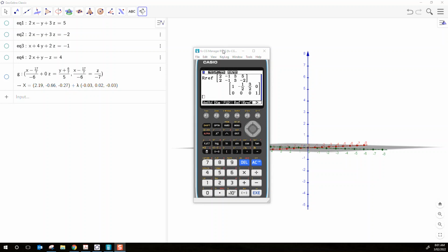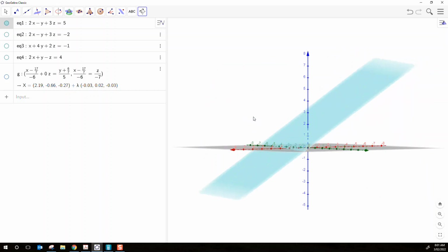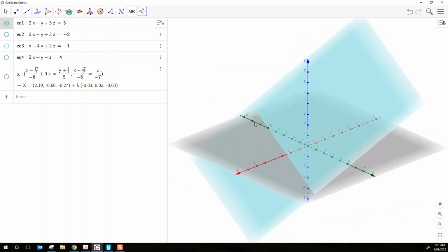Hi everyone. This screencast is going to be a quick discussion about what happens when we have systems of equations in three variables. So the first one I've got here is the equation 2x minus y plus 3z equals 5. I'll just display that one. So unsurprisingly, that is the equation of a plane, a two-dimensional plane in 3D space.